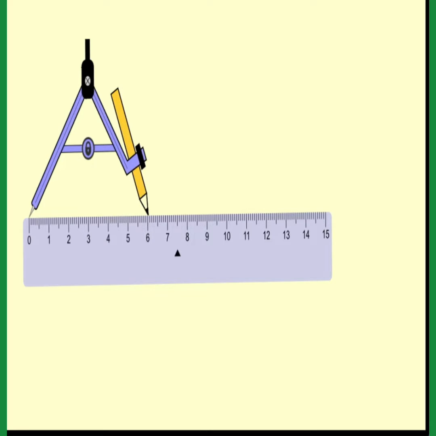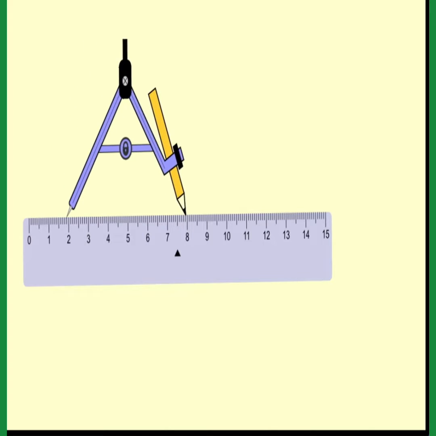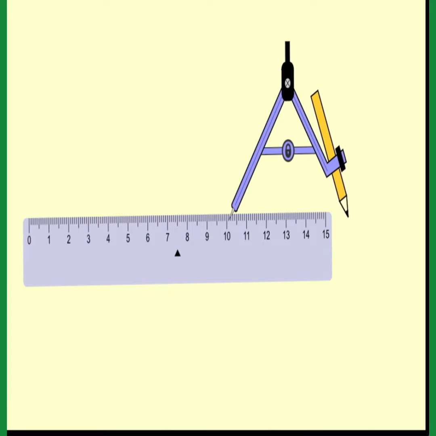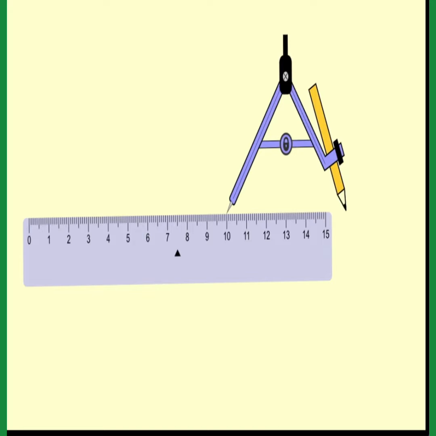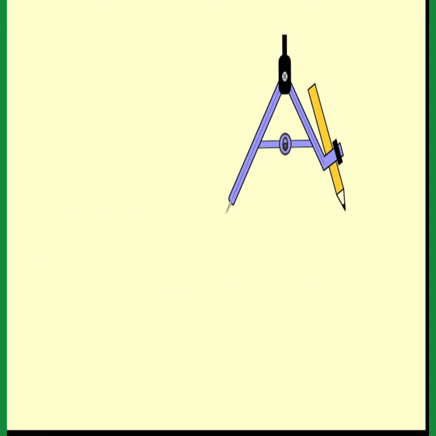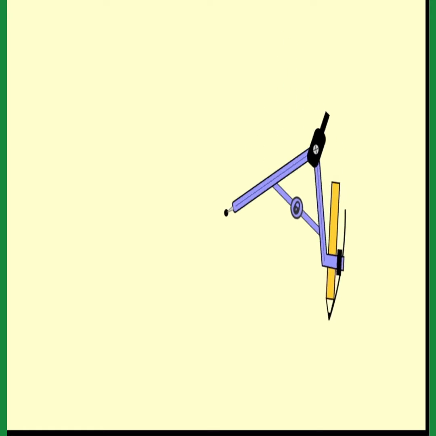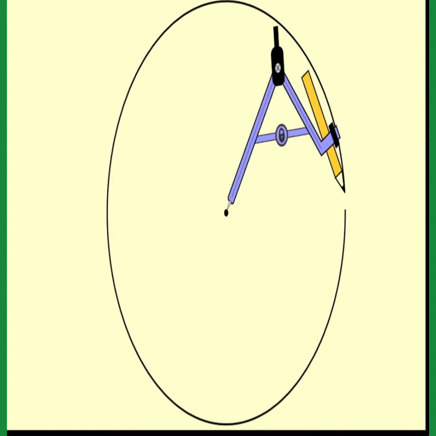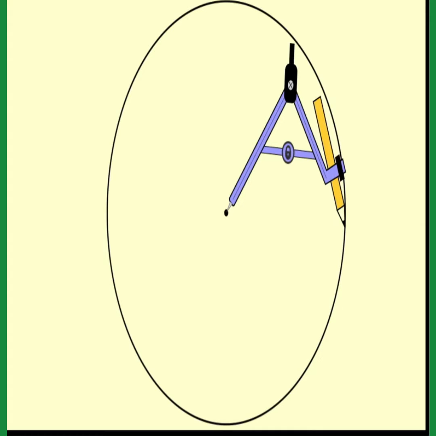Now you can see that from 0 to 6 you have to fill this distance in your compass. Now mark a point anywhere on the page and draw a circle. You can see just now this is a circle of radius 6 centimeter. So this is very easy. Everybody can draw this type of circle of radius 6 centimeter.